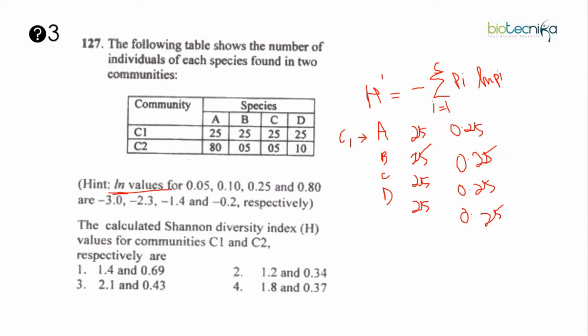Now, ln of pi. The ln values are given here. So ln for 0.25 will be minus 1.4. So this is your ln pi, minus 1.4. Now there is a summation of pi into ln pi. So first you have to find out this term, pi into ln pi. In another column, find out what is pi into ln pi. That will be 0.25 into 1.4, which is 0.35, right? I don't have space here to write, but this is your 0.35 for all.